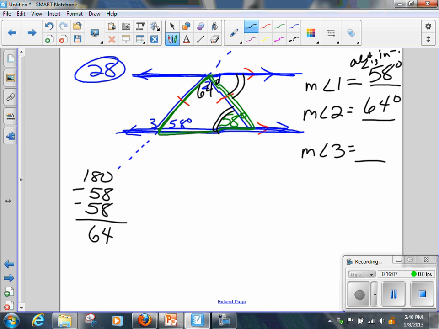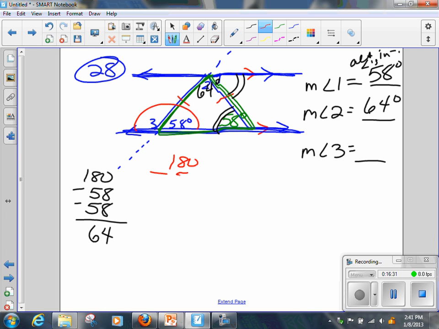How am I going to figure out angle 3? Oh, my Lord, I don't know what to do. What do I do? Chrissy, what do I do? Angle 3. Looks like a rainbow. Is that right? How do I find the measure of angle 3 then if it's a rainbow, if it's a linear pair?